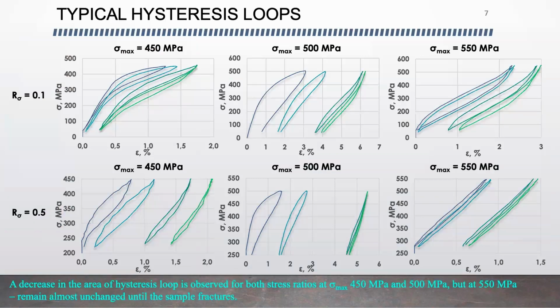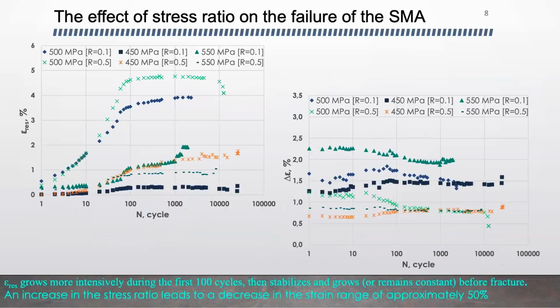These typical hysteresis loops were obtained for each appropriate stress ratio and sigma max. A decrease in the area of hysteresis loops is observed for both stress ratios at 450 and 500 megapascals, but at 550 megapascals it remains almost unchanged until failure of the specimen. This could be explained by crossing the reverse stress of direct and reverse phase transformation.